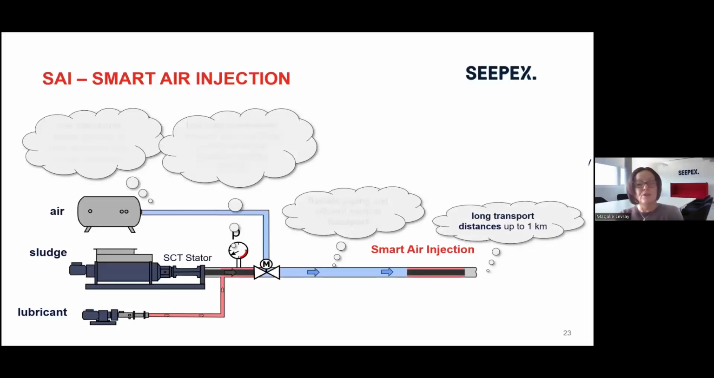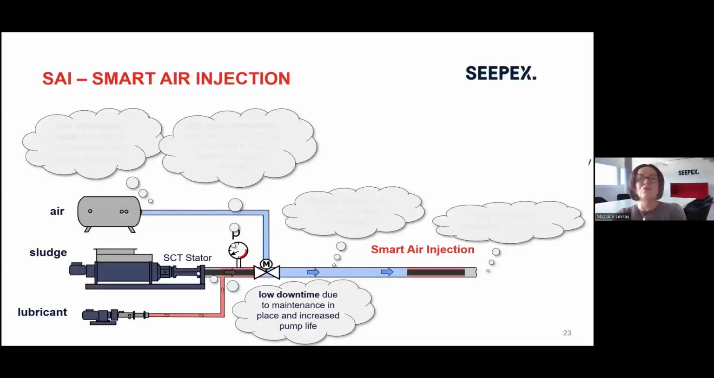We can do long transport distances. So we have a lot of system installed in different industry where we work with distance up to 1 kilometer, but we can push it up to a few kilometers. Low downtime due to maintenance in place and increased pump life.